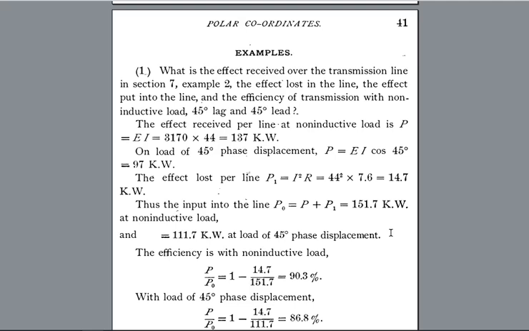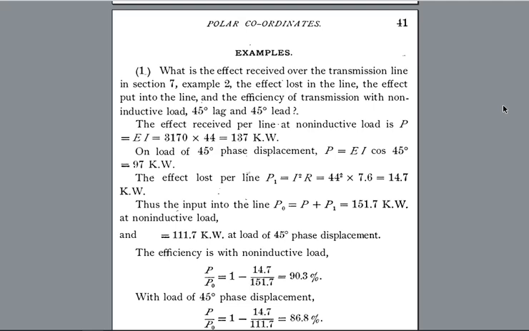The effect received per line at non-inductive load is P equals EI equals 3,170 times 44 equals 137 kilowatts. On load of 45 degrees phase displacement, P equals EI cosine 45 equals 97 kilowatts. The effect lost per line, P1 equals I squared R equals 44 squared times 7.6 equals 14.7 kilowatts.